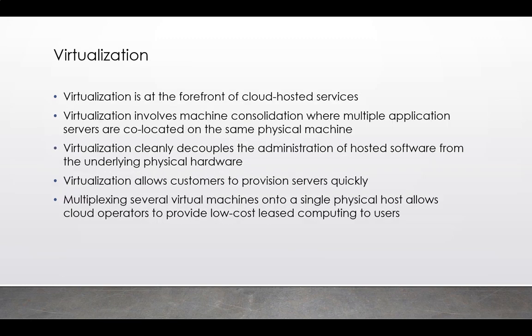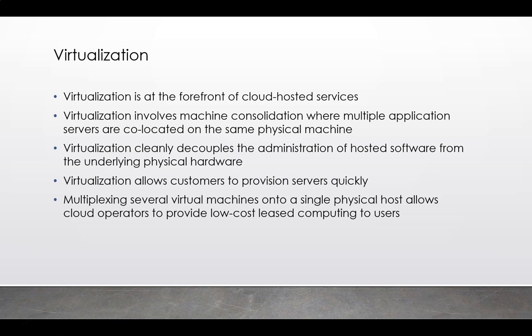One other concern is virtualization, say the use of virtual machines. Virtualization is at the forefront of cloud-hosted services. It involves machine consolidation, where multiple application servers are co-located on the same physical machine. Through virtualization, we cleanly decouple the administration of hosted software from that of the underlying physical hardware. A benefit to virtualization is that it allows customers to provision servers quickly. Multiplexing several virtual machines onto a single physical host allows cloud operators to provide low-cost, elastic computing to users.